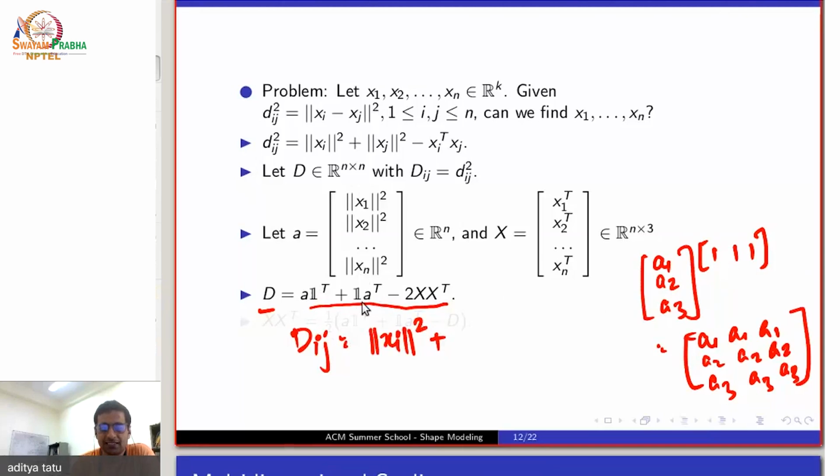What would be the ijth entry of 1A transpose? 1A transpose is nothing but the transpose of this. So it would be xj squared. And what would be the ijth entry of XX transpose? XX transpose, remember, is again an n by n matrix. What would be the entry? Would just be minus twice xi transpose xj. Okay, and that is basically this equation.